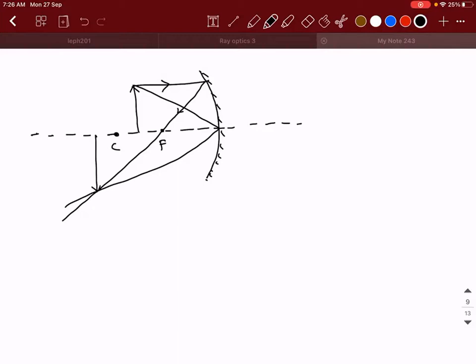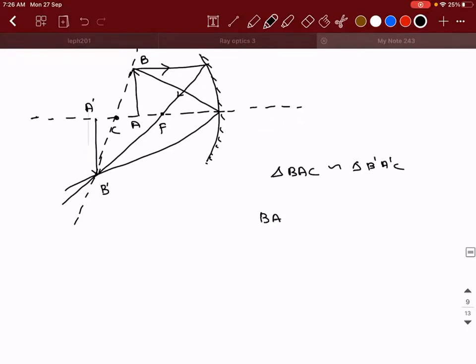And what can I say about the ray through the center of curvature? A ray through the center of curvature will travel without any deviation. If I take this as AB and this as A dash B dash, can I say that triangle BAC is similar to triangle B dash A dash C? So BA divided by B dash A dash is equal to AC divided by A dash C.